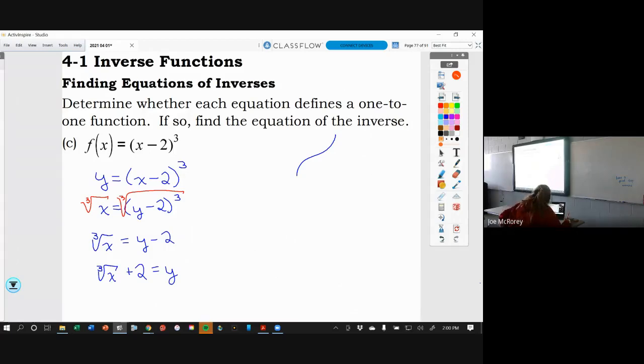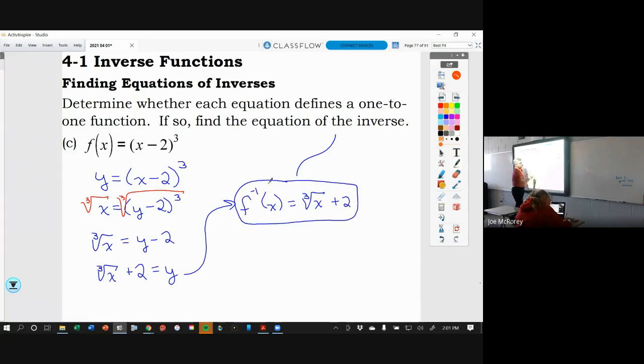Now that I found y, I'm going to change y to the inverse, so let's write the answer. F inverse of x equals the cube root of x plus 2, plus 2 on the outside. Good job, Anna. Thank you.